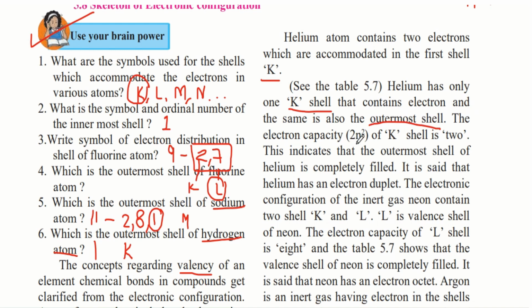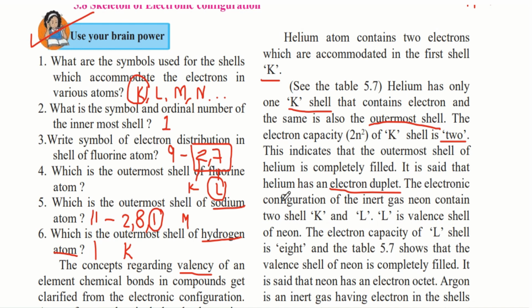The electron capacity 2n square of K shell is 2 because here K is the first shell, therefore n will be 1. So 2 into 1 square will be 2. Therefore the maximum capacity of K shell is 2 electrons. This indicates that the outermost shell of helium is completely filled. Because helium has only one K shell and it has 2 electrons, both the electrons fit in the K shell and the K shell is completely full. It is said that helium has an electron duplet. Duplet means 2, therefore electrons are 2.